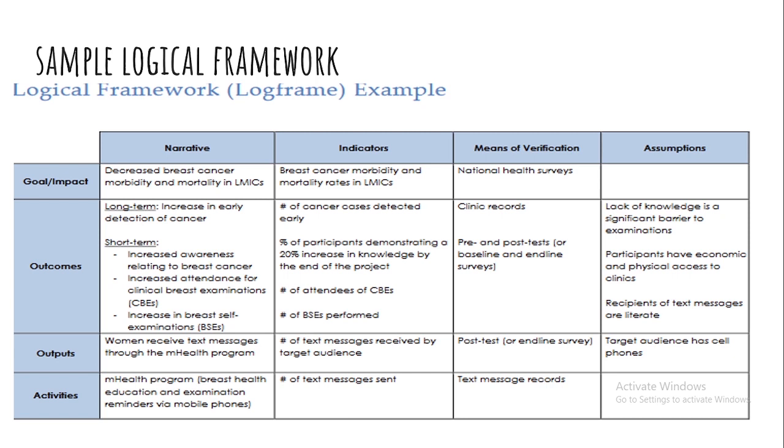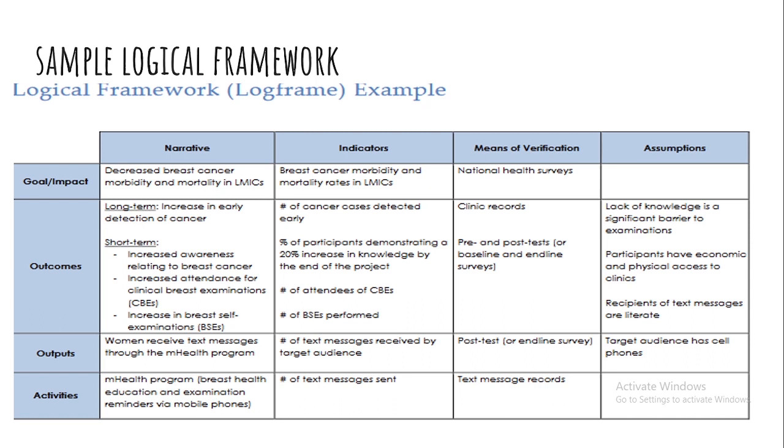Briefly, the goal or impact is decreased breast cancer morbidity and mortality in LMICs. The indicator that will show that there is decreased breast cancer is breast cancer morbidity and mortality rates in LMICs. How will we know? What will be the source or means of verification? This data is from the National Health Service. And then you can put an assumption that maybe it will be reliable data.